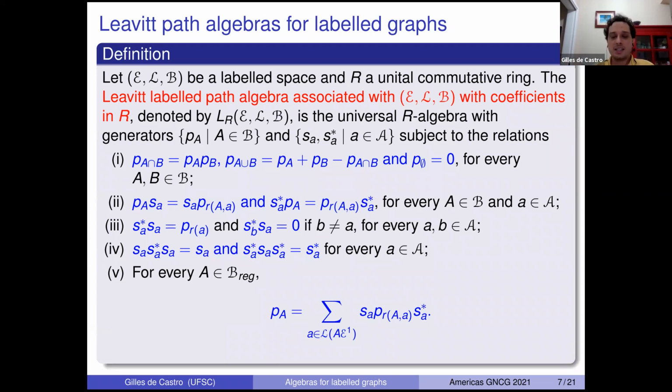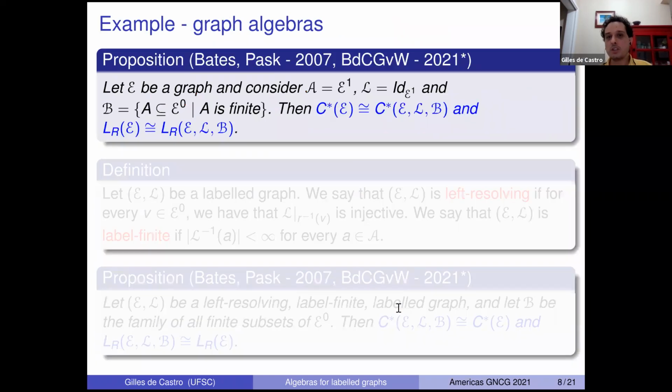One thing that is interesting between these two algebras, and which happens for the graph case as well, is that they have a lot of things in common, and we're going to explain a little bit more later, but basically we have a groupoid model for both of these algebras. But before we go there, I want to show just a few examples. So the first one is the case for graphs. We want this to generalize graph C*-algebras and graph left path algebras.